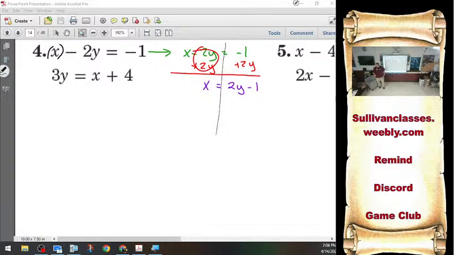Don't plug it back into itself. Because if you ever plug an equation back into itself, you will get the identity.